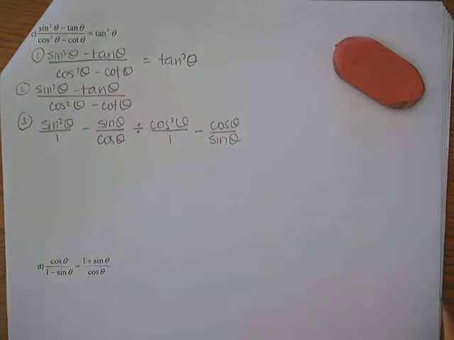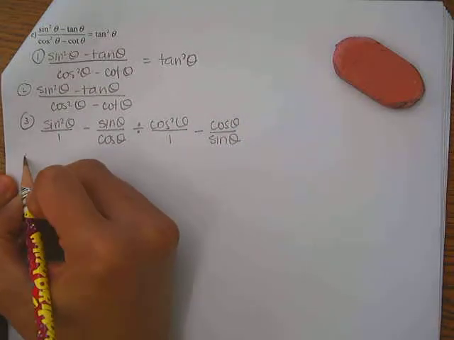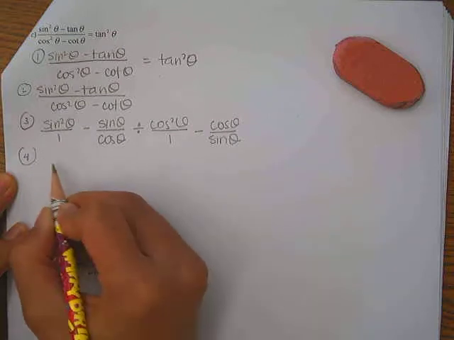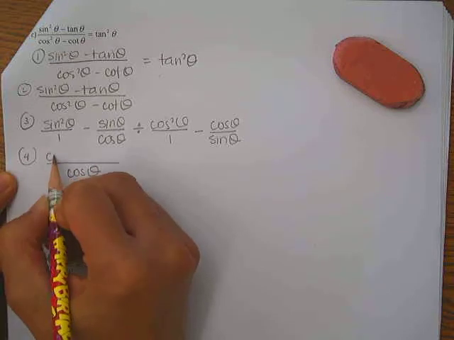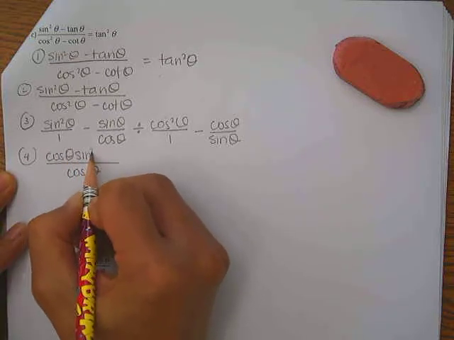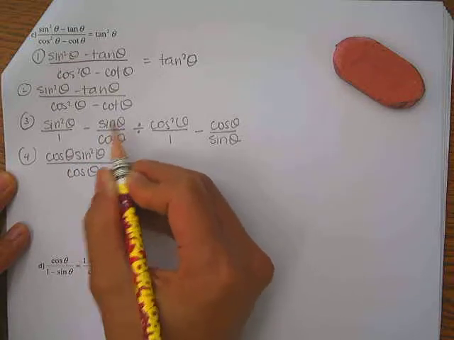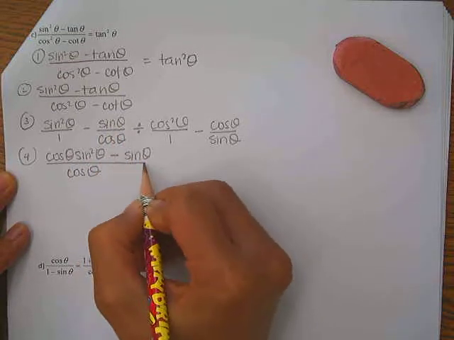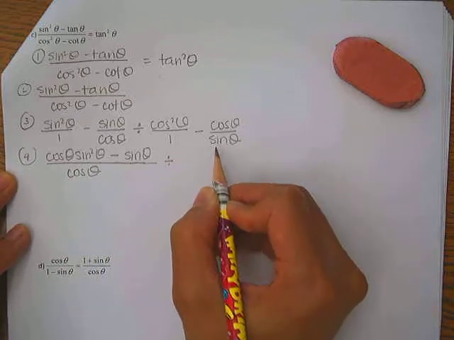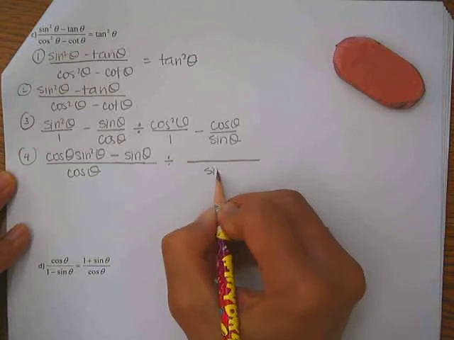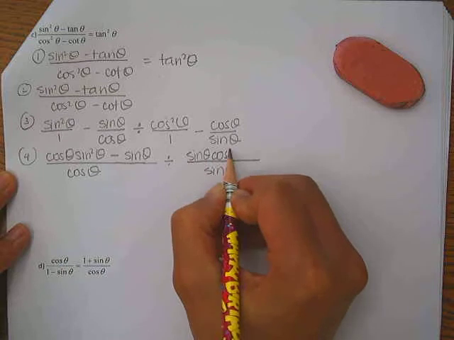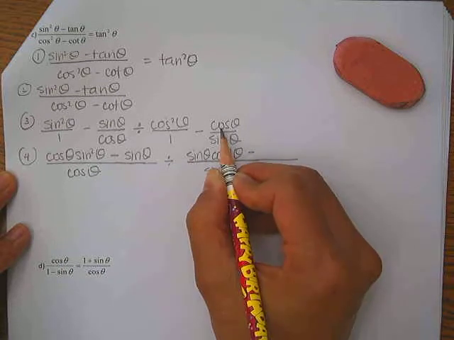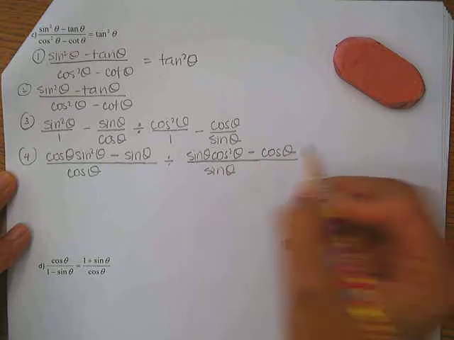The next thing I'm going to do is see if I can find the LCD, the common denominator. So this one has a common denominator of cosine. That means I'm going to multiply this by cosine, so cosine of theta times sine square of theta. And this one, I don't have to do anything, so I'm just going to bring that down. I'm still going to divide. This one's going to have the common denominator of sine, so I'm going to multiply this one by sine. So here we go, sine of theta, cosine square of theta, subtract. I don't need to do anything with that numerator, so just carry down.